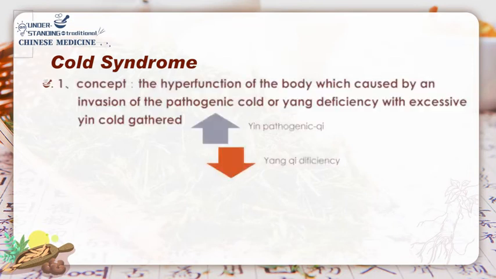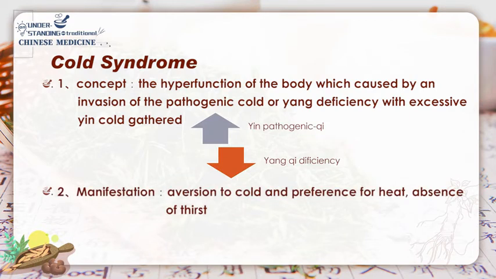So the cold syndrome is mostly caused by the invasion of pathogenic cold, or Yang deficiency with excessive Yin cold gathered, manifested as aversion to cold and preference for heat, absence of thirst, clear and thin sputum, saliva and nasal discharge, loose stool, pale complexion, and a pale tongue with white and moist coating. The pulse is tight or slow. If we use one word to describe it, that is white, which refers to the clear pale manifestation in those syndromes.